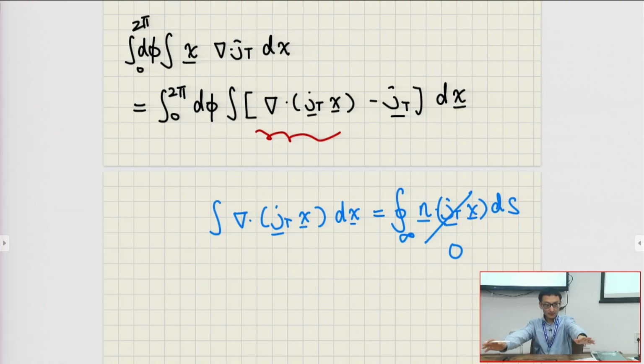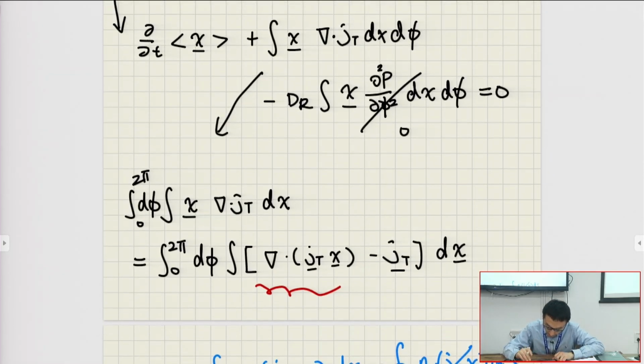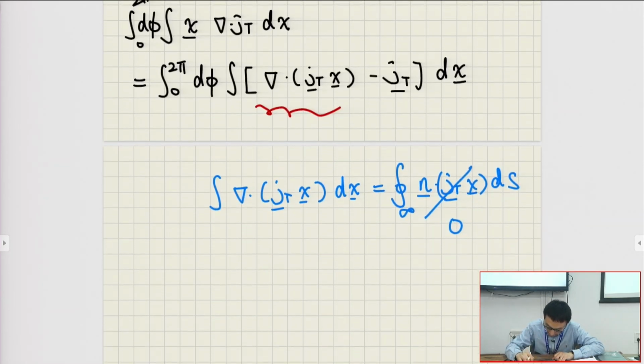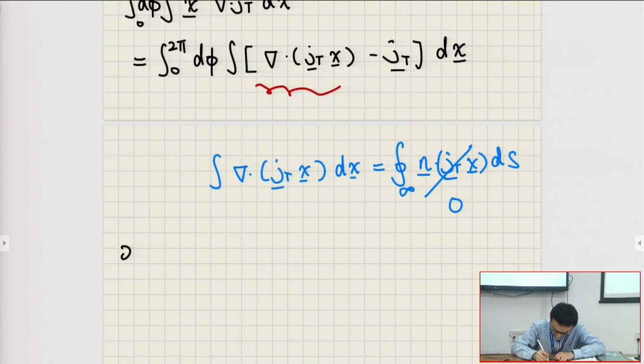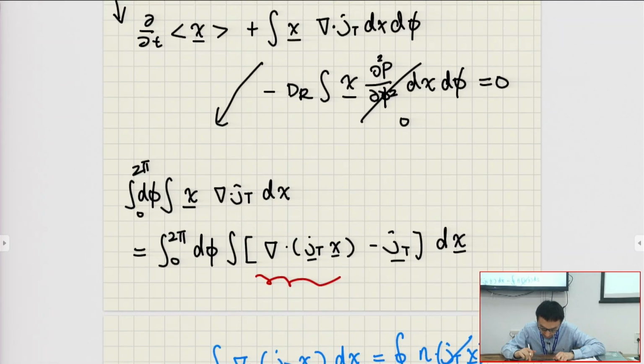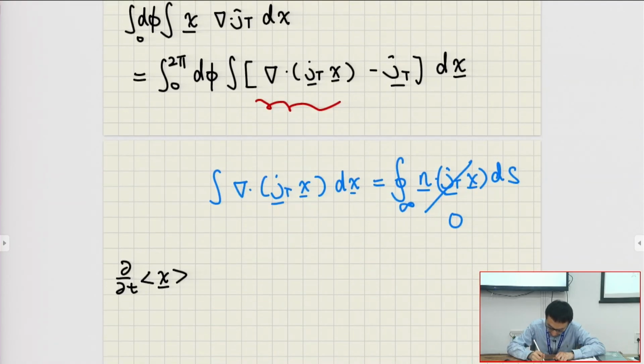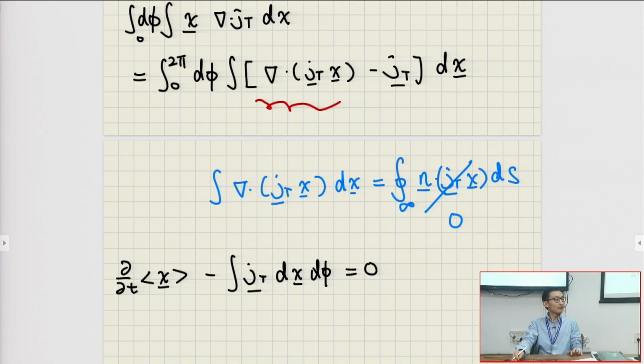That's great. We have simplified our calculation quite a bit already. If we go back, we have the first term, let's write that down. And the second term looks like it's just a minus the integral of the flux itself over space and the angles, which is equal to 0. Any questions?